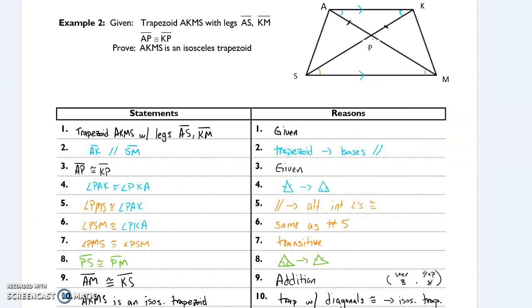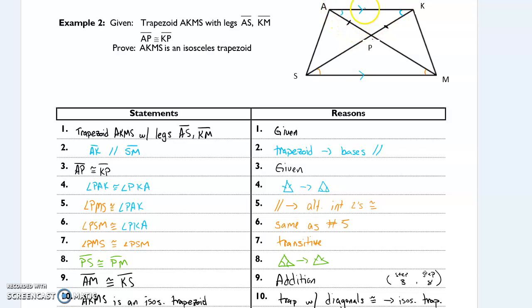And here it is. Okay. So I have to state that because it's a trapezoid, these are parallel. My trapezoid implies that my bases are parallel. We were told what the legs were, so that gives us the bases as well. Now I know that AP is congruent to KP, so this is an isosceles triangle. Not trapezoid yet, but triangle. So these angles are congruent.